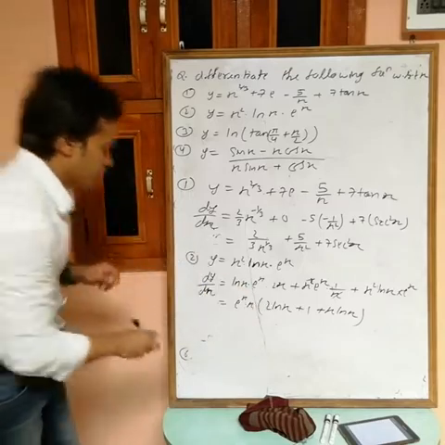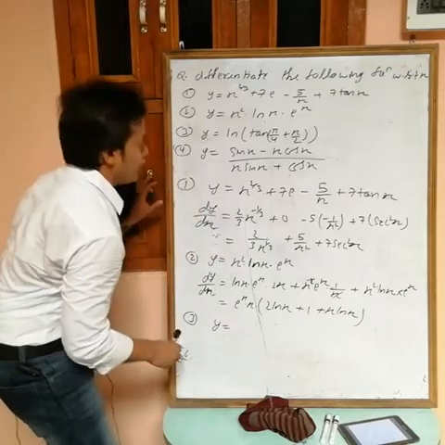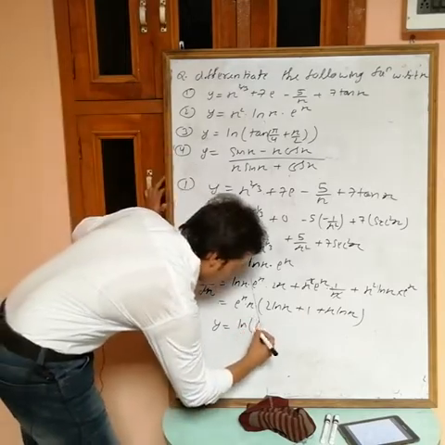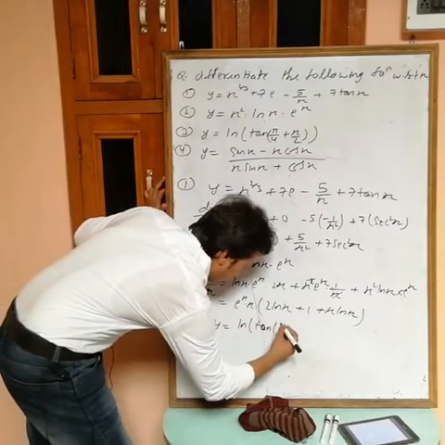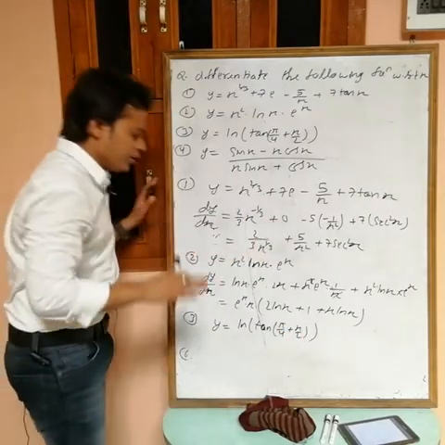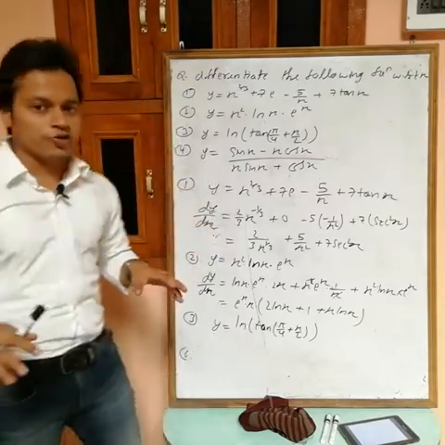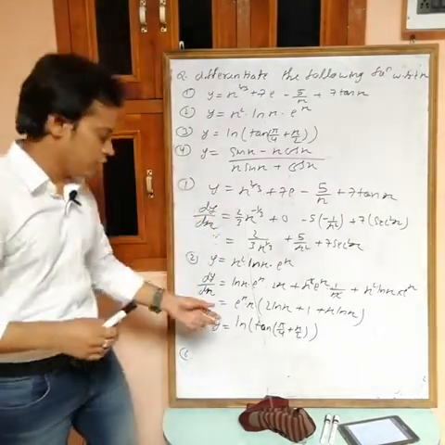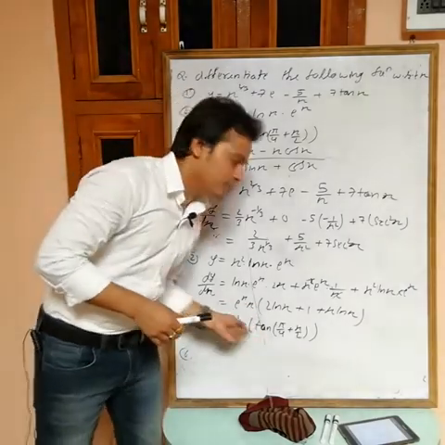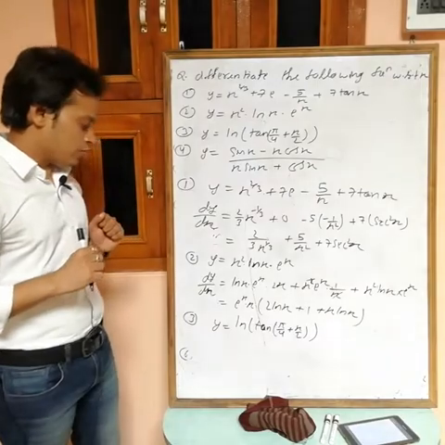Okay, the third one is y equals to ln of tan of (pi by 4 plus x by 2). Now you want to differentiate this one. Again, this is not a product of two functions, this is a composite function. This is completely one function, ln of this one, but it is a composite function. So how to differentiate this one?